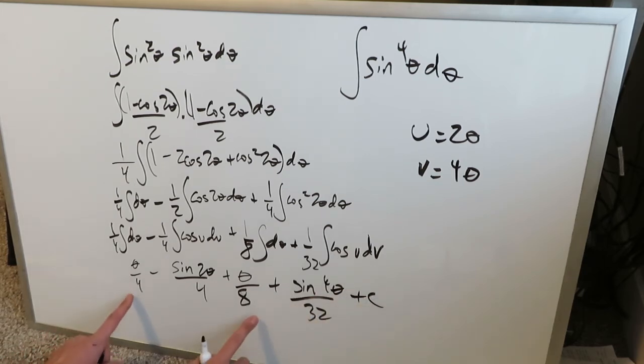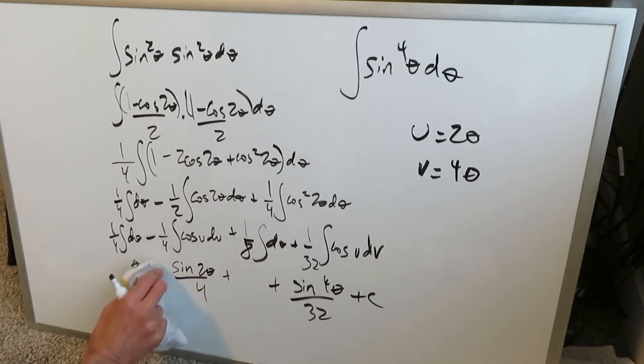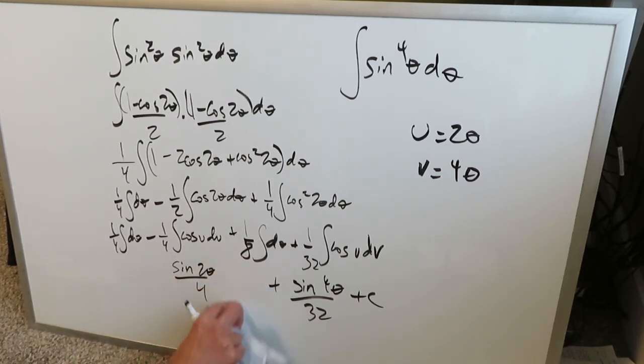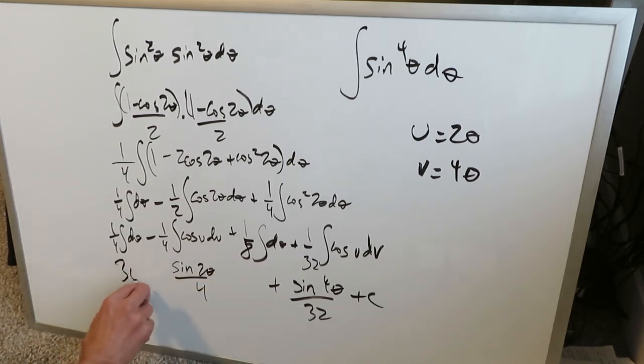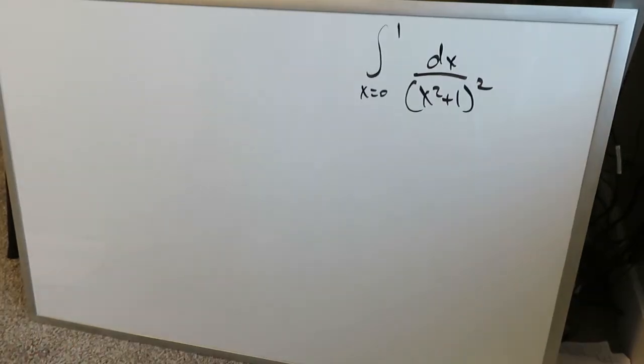But we're not done. These two are like terms. Theta over 4 plus theta over 8 gives you something. It gives you 3 theta over 8. If you do this right there, you get 3 theta over 8. So let's do 3 theta over 8 minus sine 2 theta over 4 plus sine 4 theta over 32. And this right here is your final answer. Messy, but it's right. Let's look at this question.